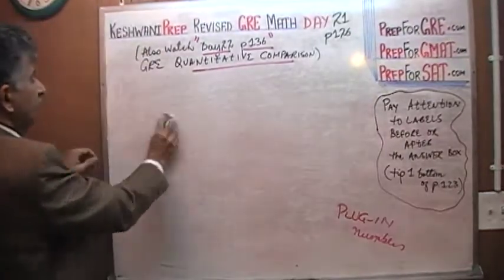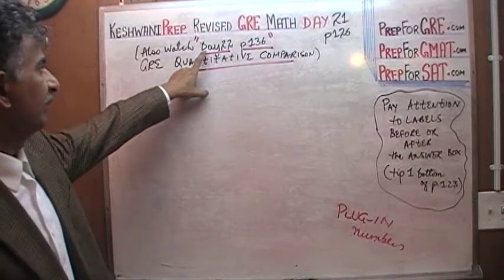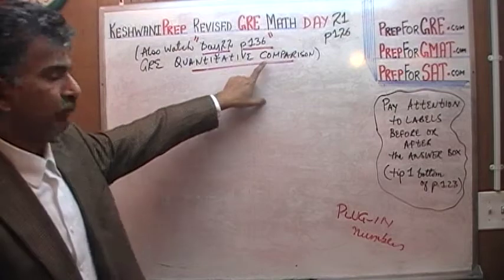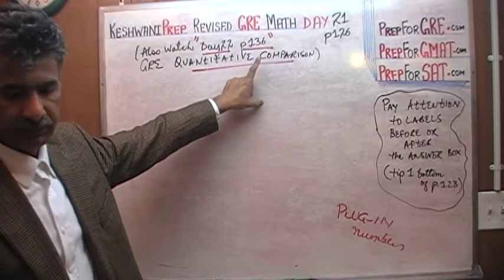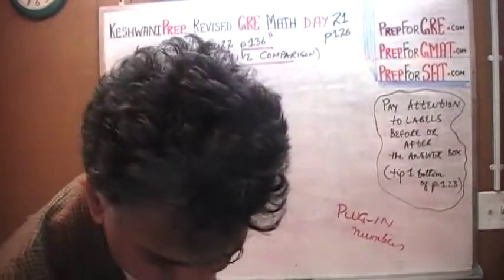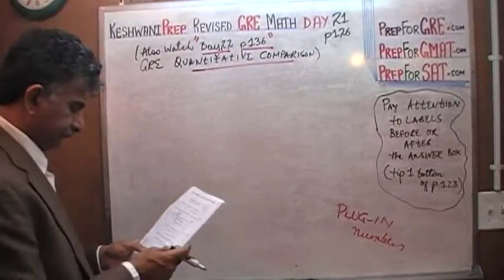And then I want you to type in, after you finish watching this video, just type in this tag: day 22, page 136, quantitative comparison, and watch my old video that I put in about 3 years ago, and compare the two problems. See what you find. So now let's do the same problem in a classical way.